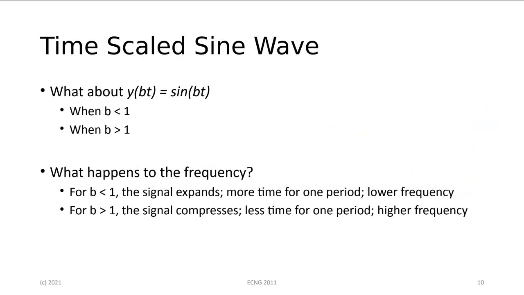And this is to answer someone else's question from before about the frequency part of it. If you take a signal sine bt, and b is less than 1 or greater than 1: if b is less than 1, the signal expands. In other words, it occupies more time for a single period, so the frequency lowers. And if b is greater than 1, the signal compresses, so the frequency goes up. I think somebody in the chat mentioned that. Yes, it was there.